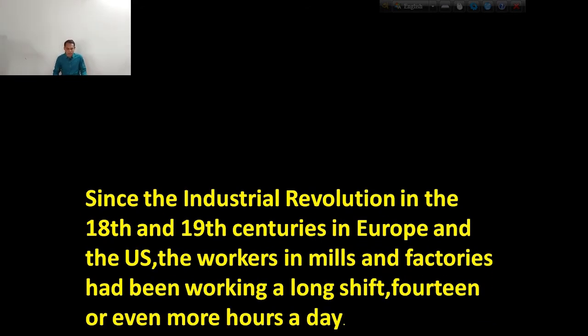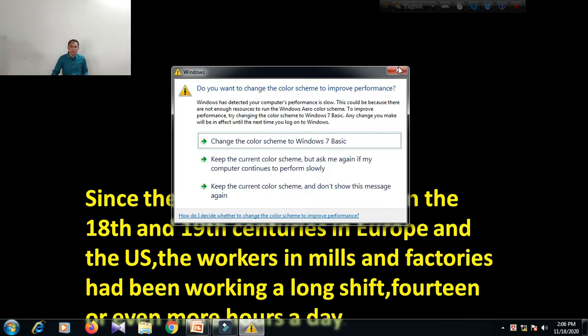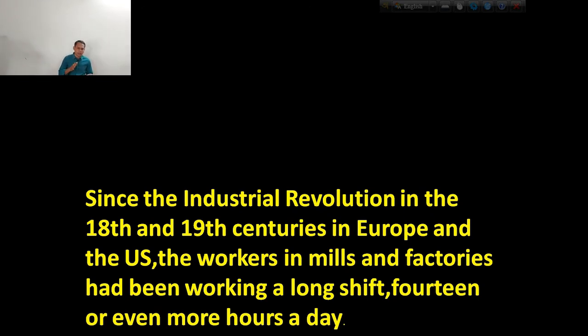Since the industrial revolution in the 18th and 19th century, the industrial revolution began at the beginning of the 18th century and continued into the beginning of the 19th century. In Europe and the USA, the workers in factories had been working long shifts. At that time, the workers had to work a long shift. They were bound to work a long time, more than 14 hours a day.